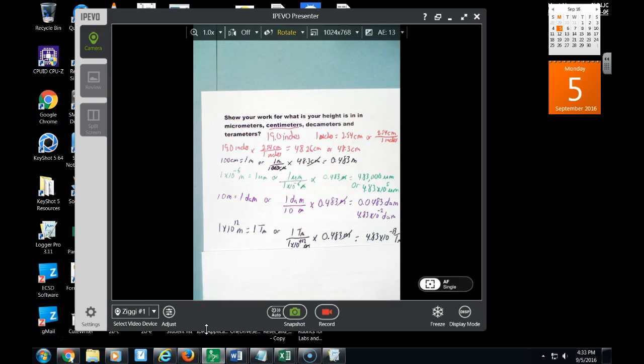Now for our terameters, or our billions, 1 times 10 to the 12th meters equals 1 terameter. 1 terameter divided by 1 times 10 to the plus 12. I'm making a big deal out of the plus here so I don't forget when I do this. It gives me 0.483 meters times this, where I'm doing 1 divided by this, and it ends up to the minus 13, because I'm going to have 4.83 times 10 to the minus 1 minus a plus 12. It's going to be minus 13, and there you go.